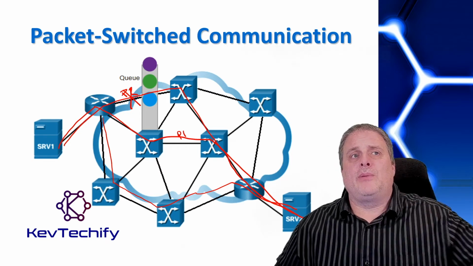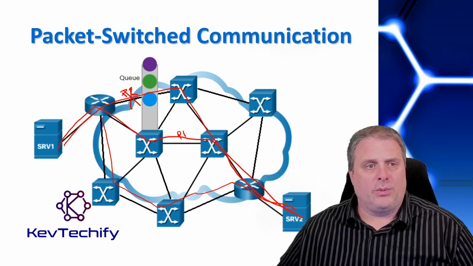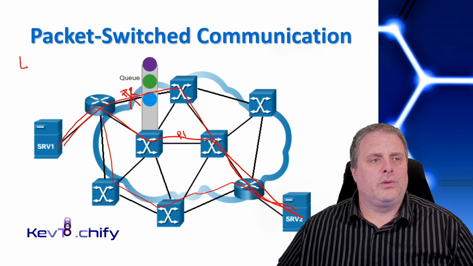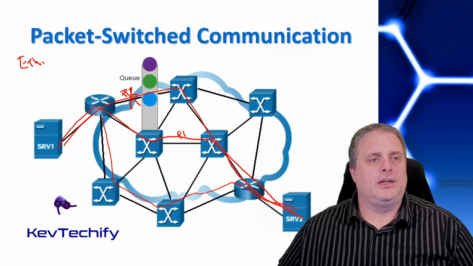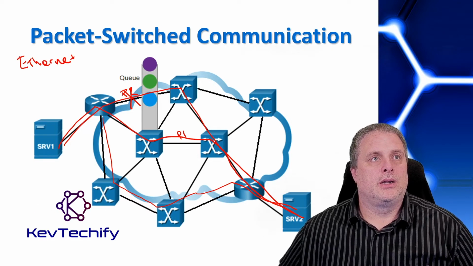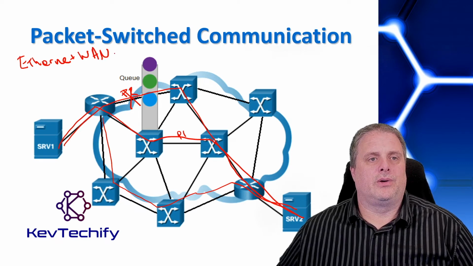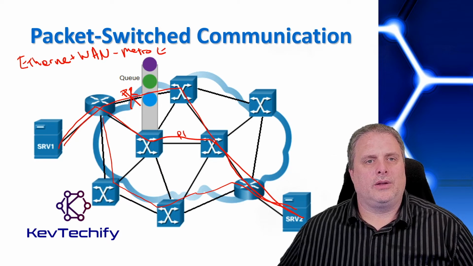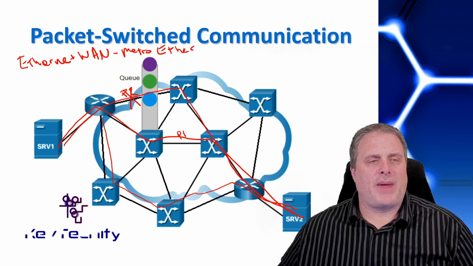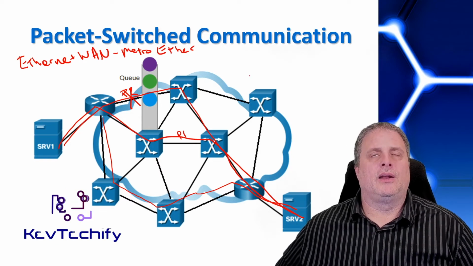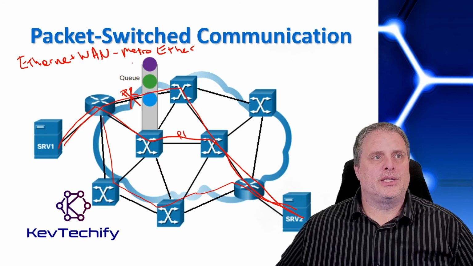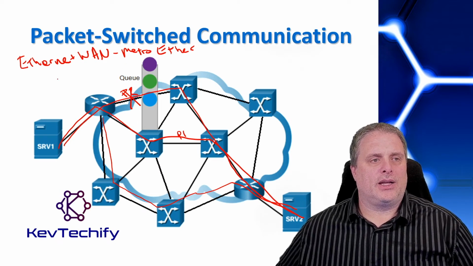Now, there's some common technologies here that we see. First one we have is Ethernet WAN, also known here as Metro Ethernet. That's one of these packet switch technologies we see in a WAN environment nowadays. Another one is MPLS, multiple protocol label switching.